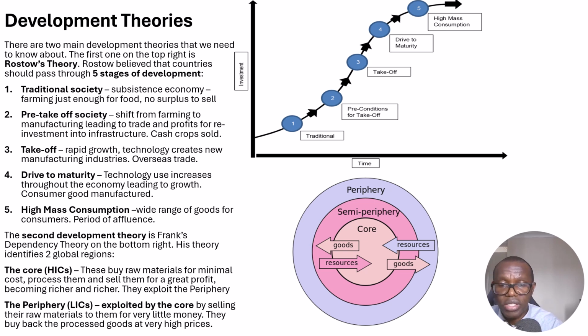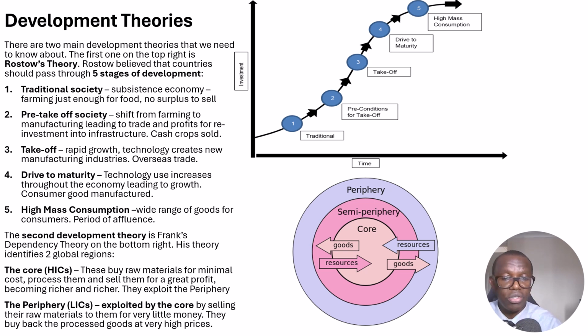Then moving on to the second stage, which is the pre-takeoff stage, a country begins to shift from farming to manufacturing. Now, because they have done that, they are now processing raw materials into manufactured goods, and this leads to trade because they will then sell those manufactured goods for profit. And as far as farming is concerned, they begin to grow cash crops, and they then sell or trade those cash crops for money.